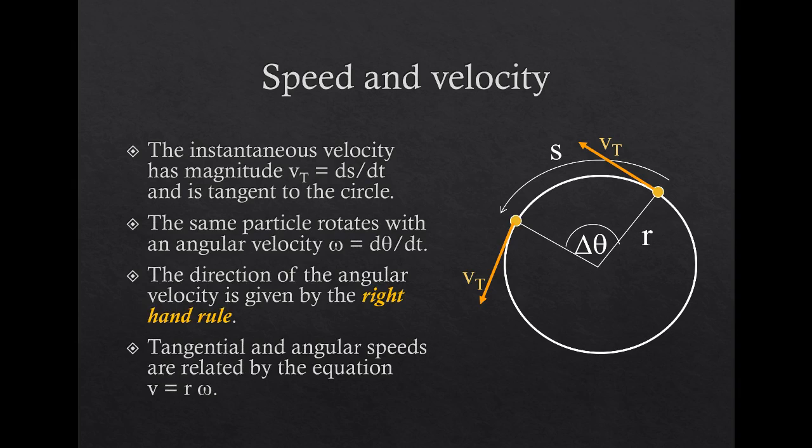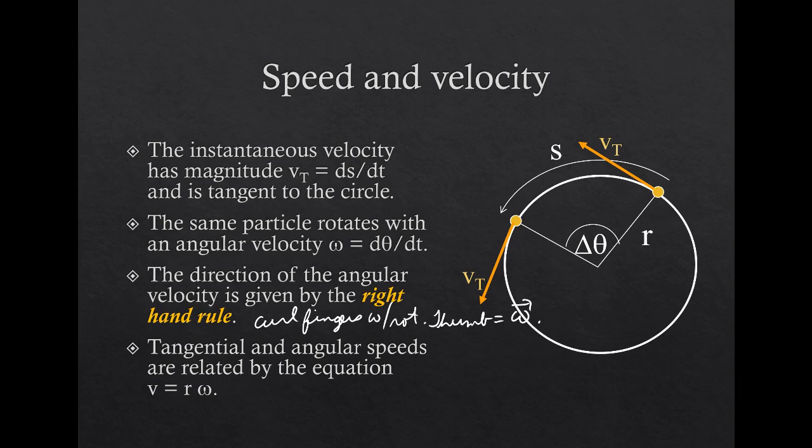It's also going to rotate with an angular velocity omega, which is equal to d theta dt. And the direction of this angular velocity is given by what we call the right-hand rule. So what that means is basically if you curl your fingers with the direction of the rotation, then your thumb represents omega, the angular velocity. And then tangential and angular speeds are related by the equation v equals r omega.